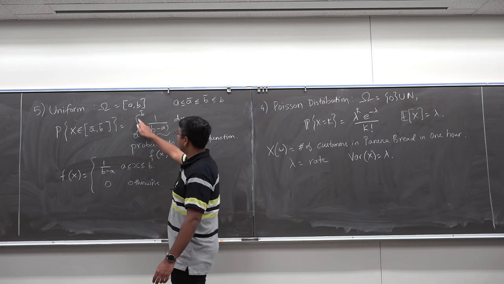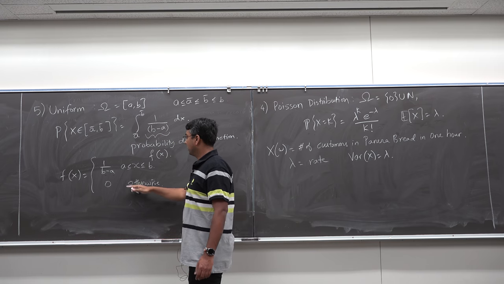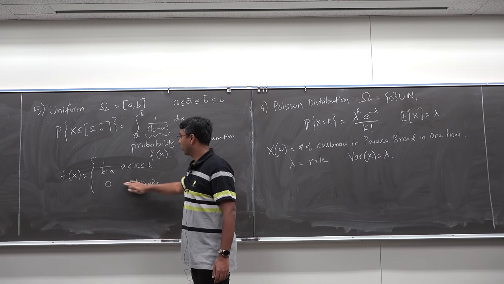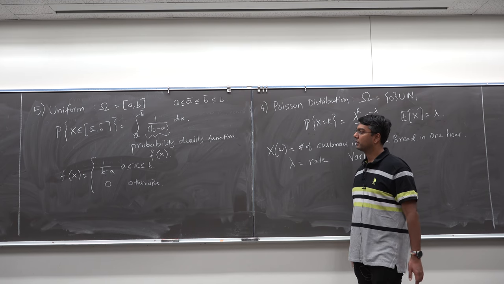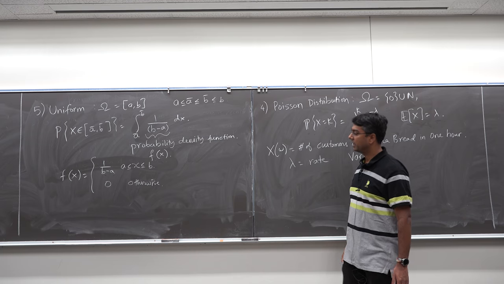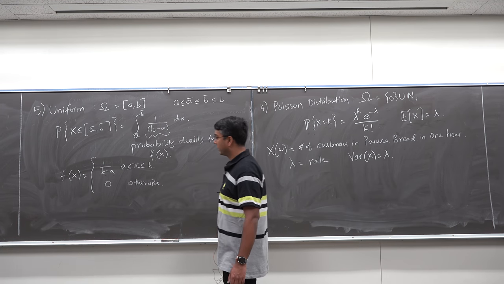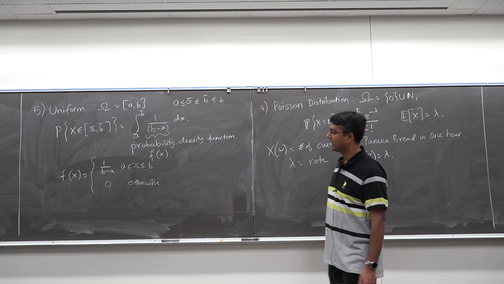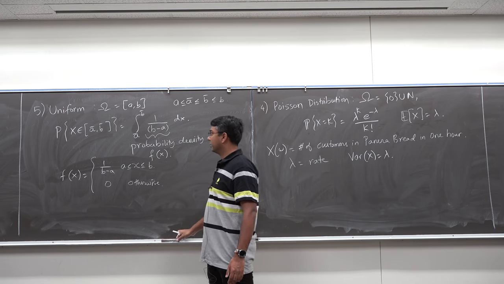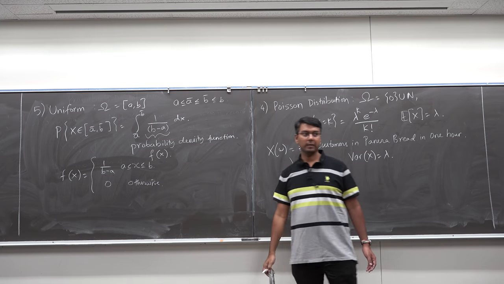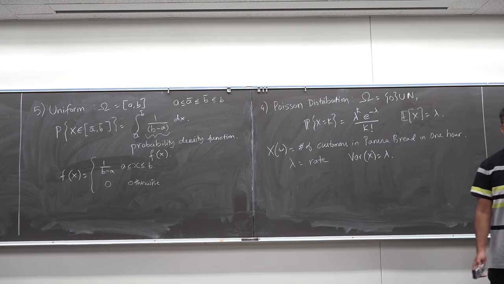Remember that omega is actually between A and B only. So technically we don't really need this clause, but sometimes people have the distribution defined over the entire minus infinity to plus infinity, and they just add a positive value between A and B and keep it zero otherwise. So both of them are completely fine. In this case, I have defined omega to be only between A and B, not the entire real line. Any questions so far on uniform distribution?